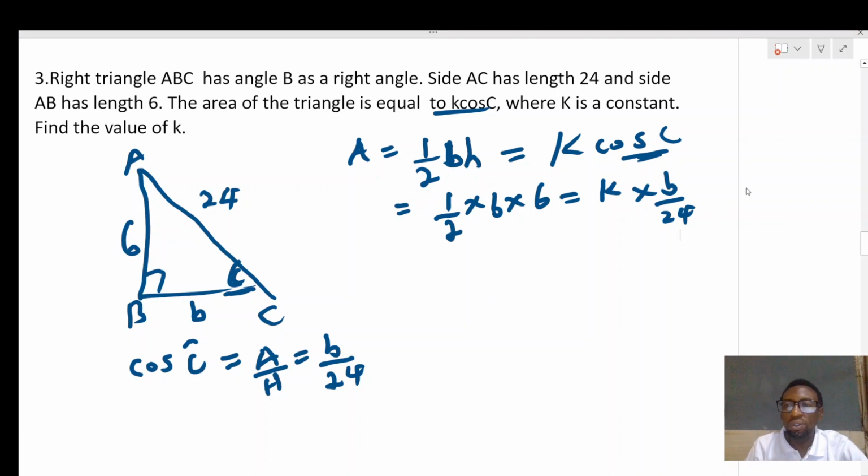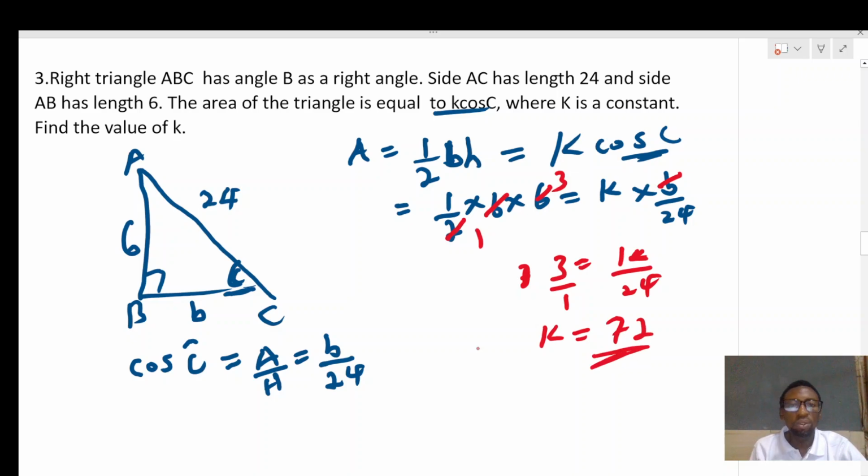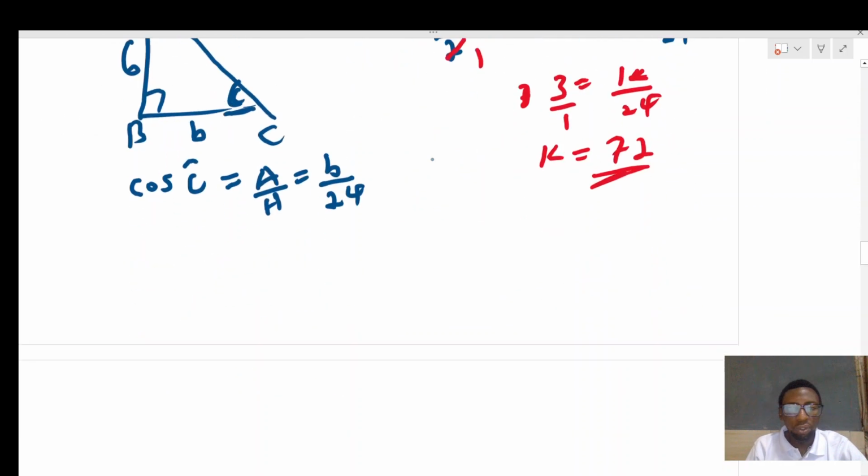What do you observe here? I can easily cancel B with B. Two here, one, two here, three. So 3 equals K over 24. If I cross multiply, it's 3 over 1, so K will be 72. So that's the answer: K is 72. Let's go to question 4.